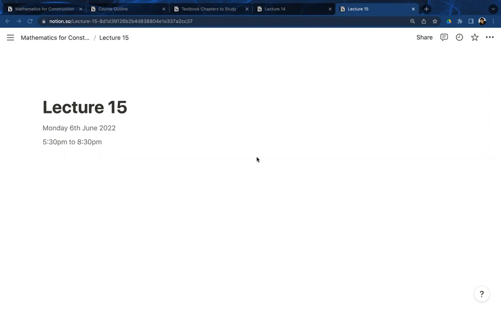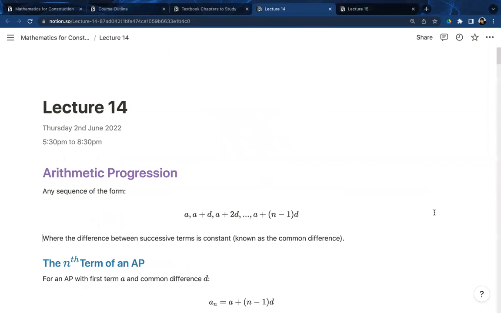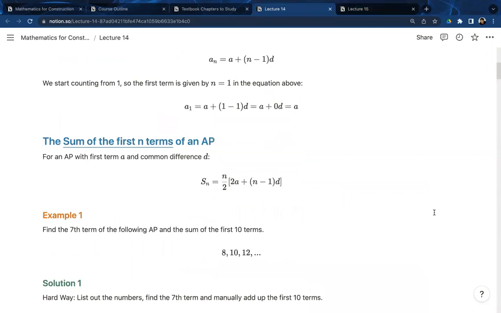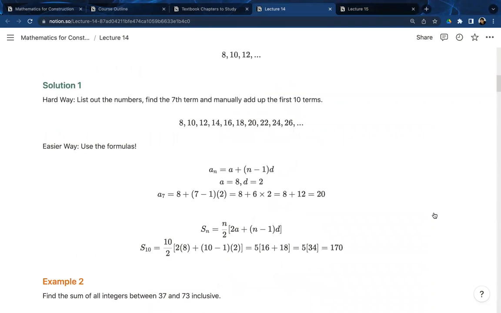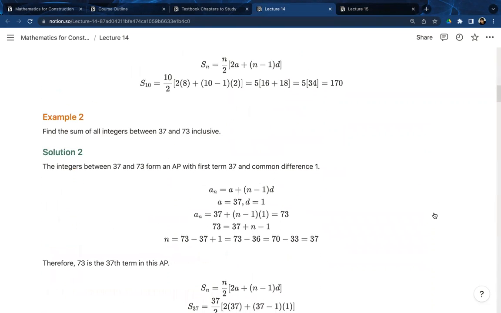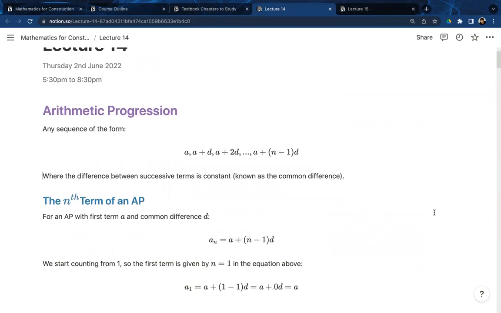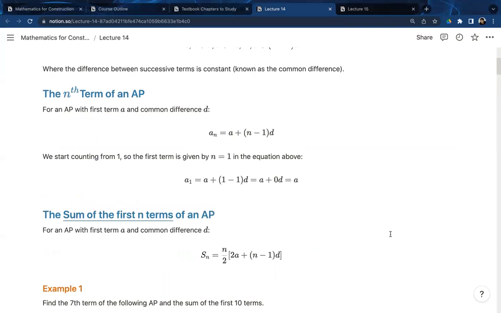Today we want to, first, recap what we did last week, lecture 14. We did APs. We spoke about what an arithmetic progression is: a sequence of numbers that follow a certain property where there's a common difference. The difference between the future term and the current term is the same as the difference between the current term and the previous term, right?